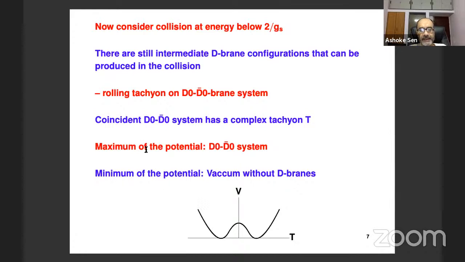If we take a coincident D0, D0 bar system, it has a complex tachyon. The maximum of the potential describes the D0, D0 bar system, and the minimum of the potential describes the vacuum without D branes. So here I have just schematically drawn the tachyon potential, but because it's a complex tachyon, you should really think of this as a Mexican hat potential where you revolve it around the vertical axis.